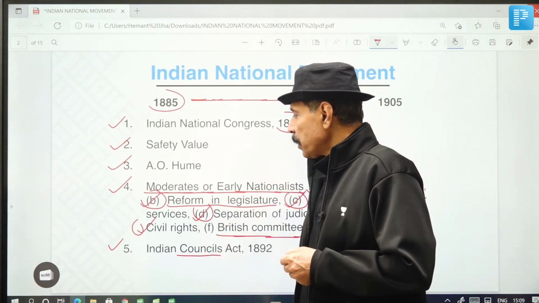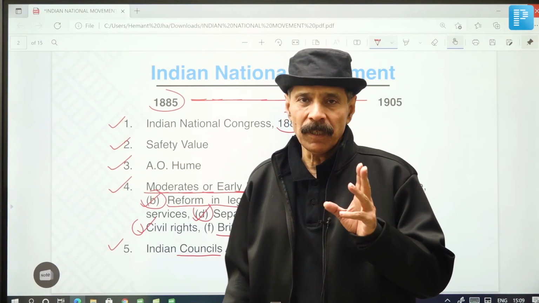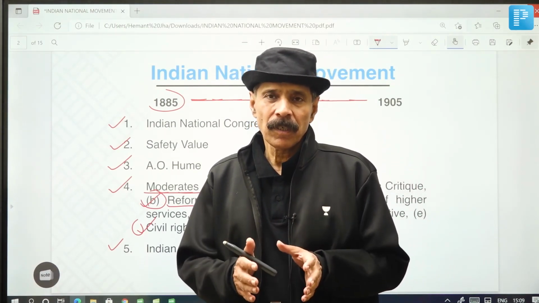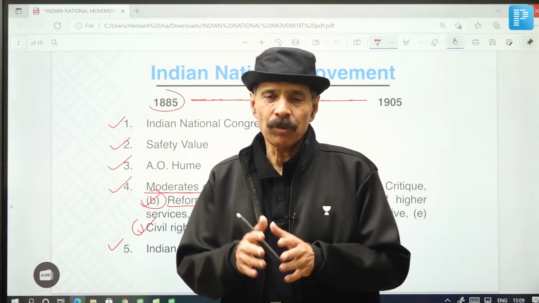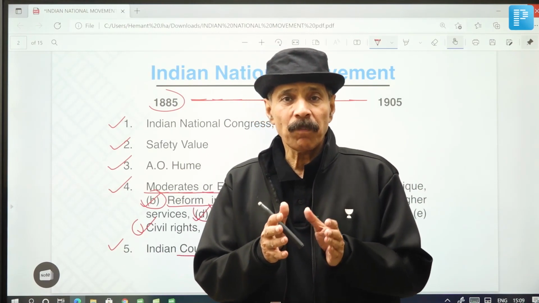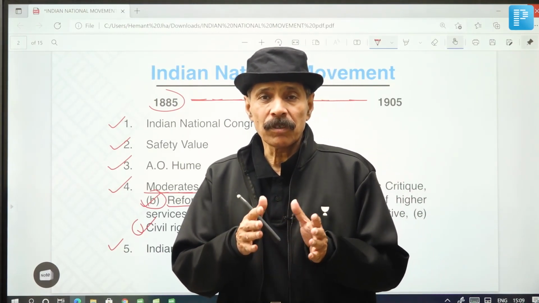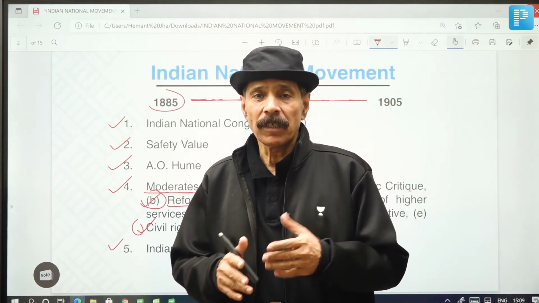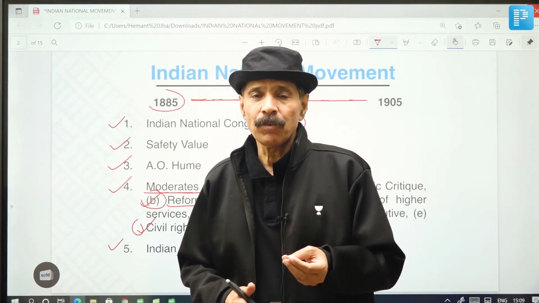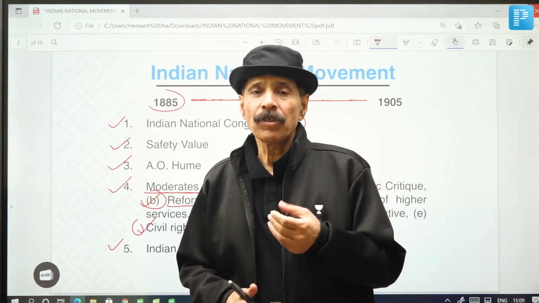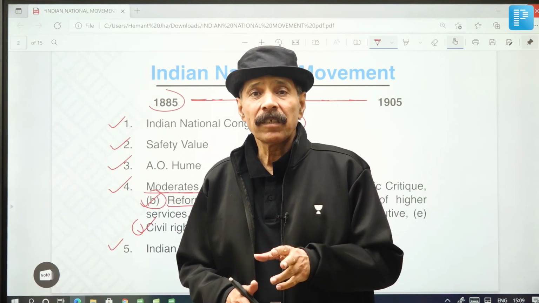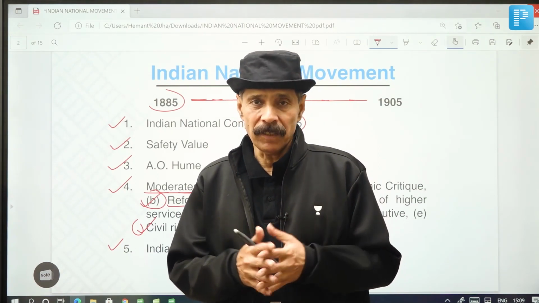And regarding this act, you should remember 3 major provisions. Number 1 is the expansion of the legislature, both central and provincial. 2, expansion of the powers of the legislature, both central and provincial. For example, the power to discuss the budget, the power to present questions related to public issues. And 3rd, introduction of indirect election.